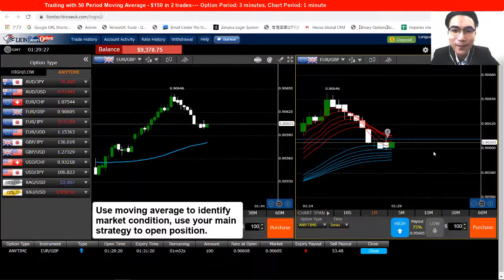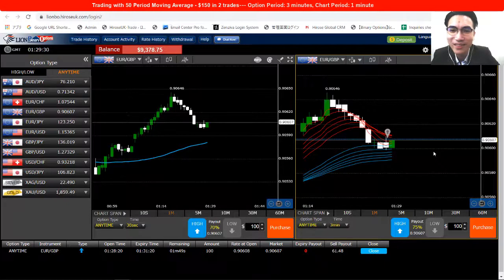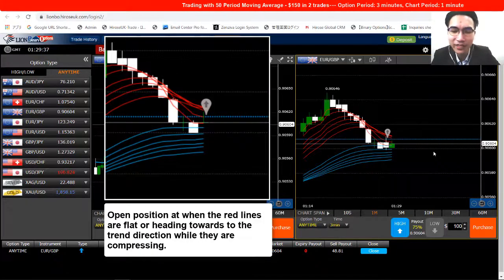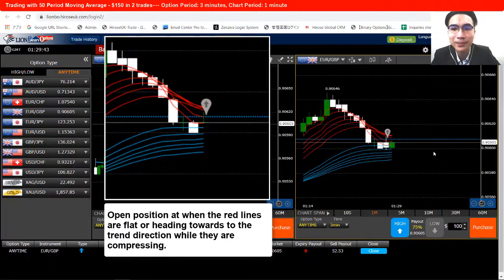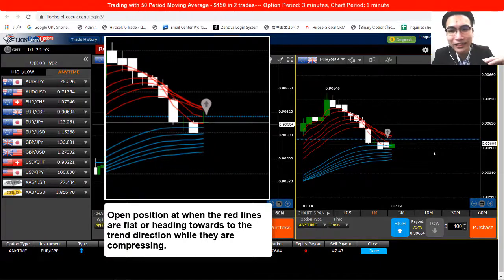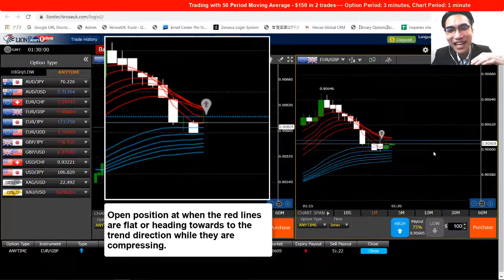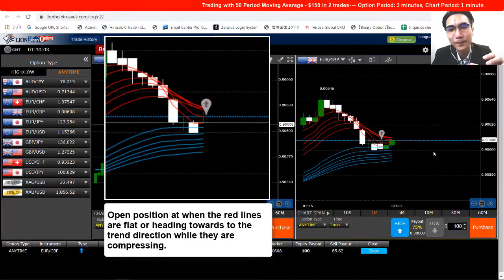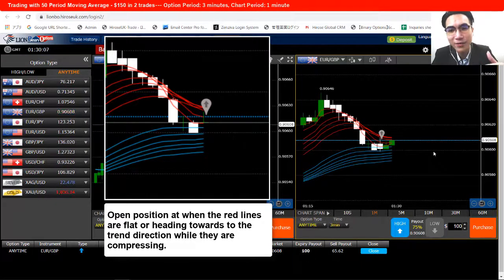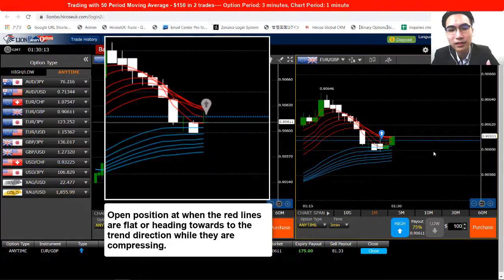next I'm just going to talk about one of the most asked questions for the GMMA, which is when to open an option by looking at the red lines. I have explained that you open an option when the red lines are compressing, but I want to add another point that will actually improve your result. When the red lines are compressing, you need to look at the direction of the red lines, because if they are compressing and heading downward, that might not be a good timing to open an option, because there is actually a chance that the trend will reverse.